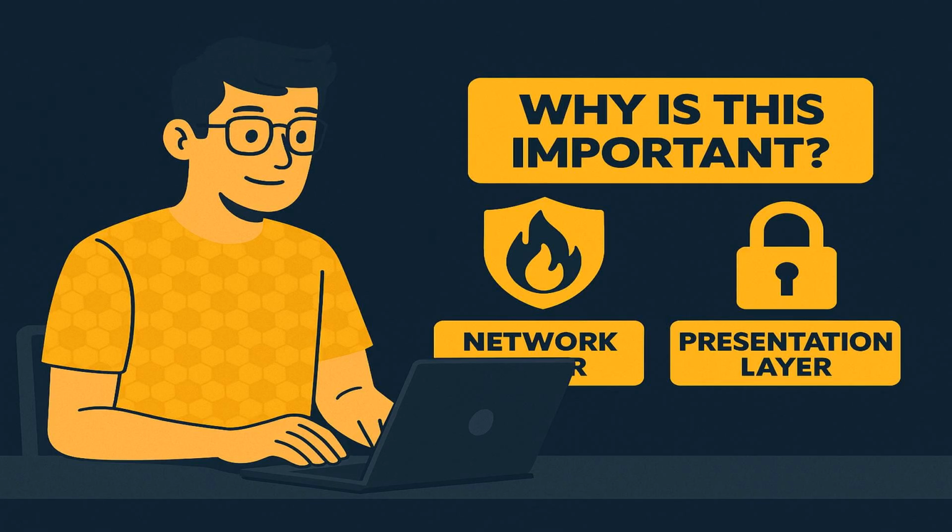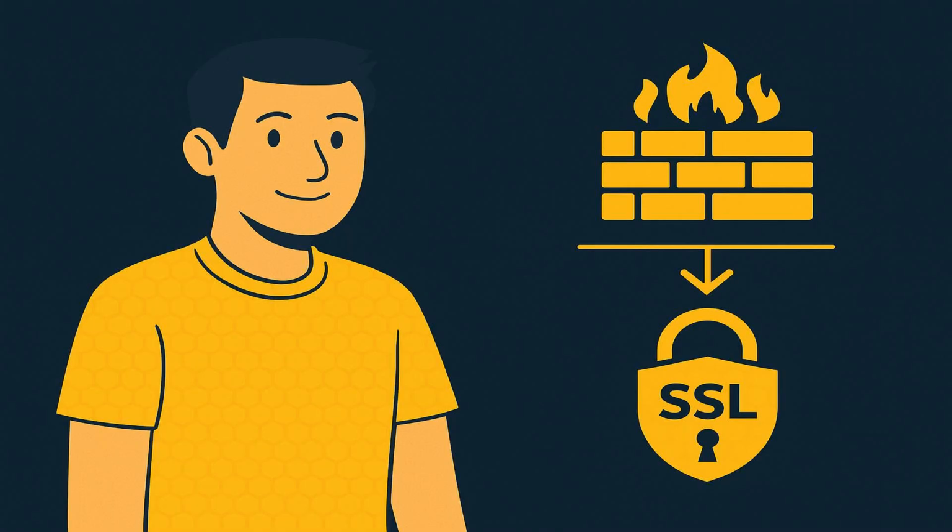Why is this important? Because understanding the OSI model helps you troubleshoot issues, understand how data moves, and know where to secure your network. For instance, a firewall might operate at the network layer, while SSL encryption happens at the presentation layer. And remember, while the OSI model is theoretical, it's the foundation for real-world models, like TCP/IP. Knowing OSI makes understanding those easier too.